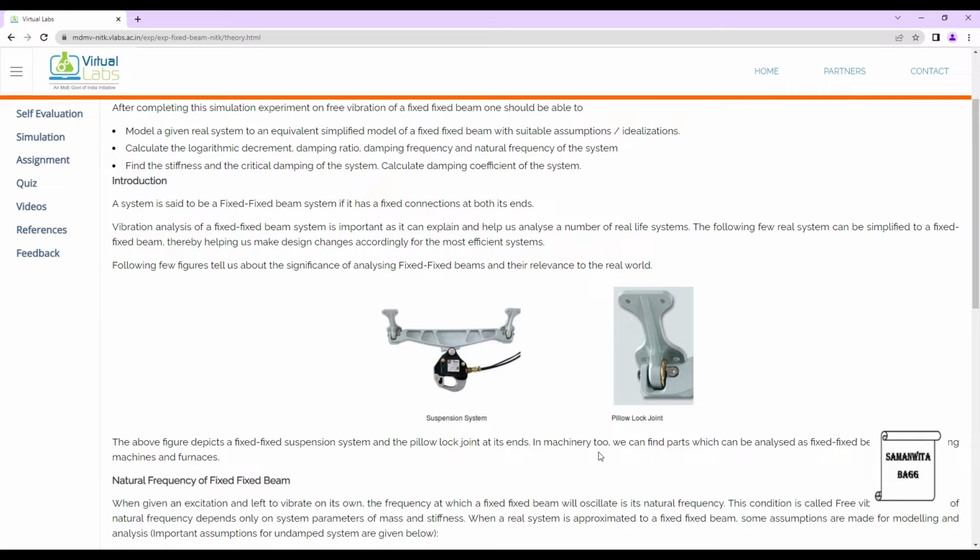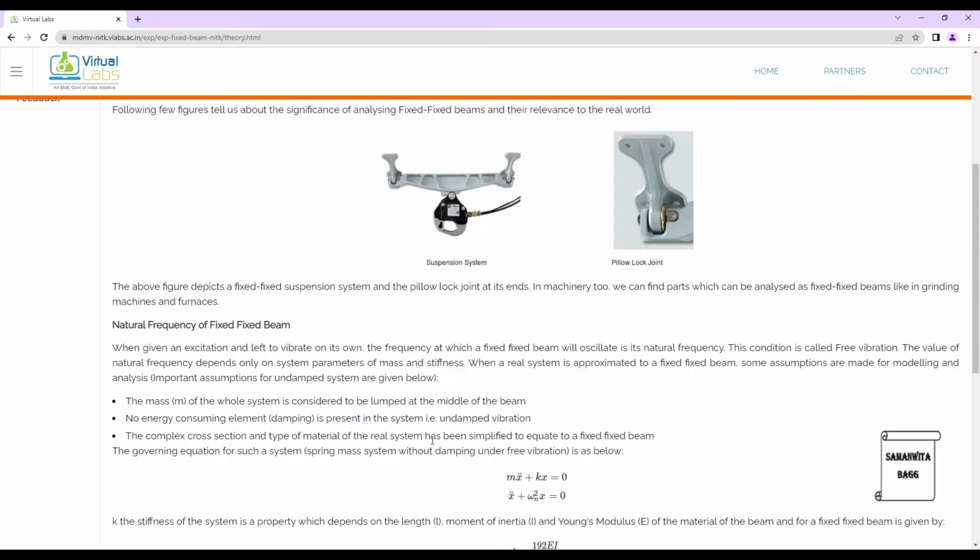In machinery too, we can find parts which can be analyzed as fixed beams, like in grinding machines and furnaces. So these two machines can also be brought down to fixed beams and you can accordingly analyze them.